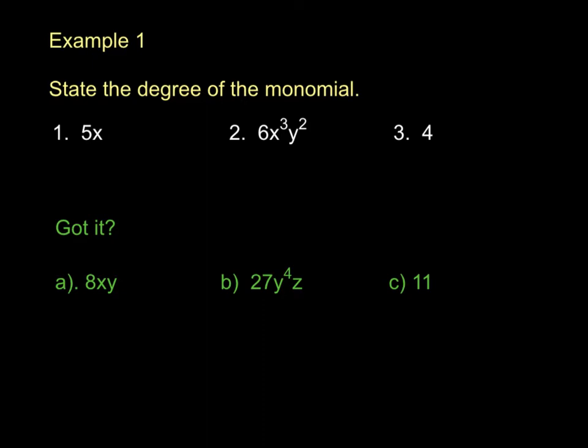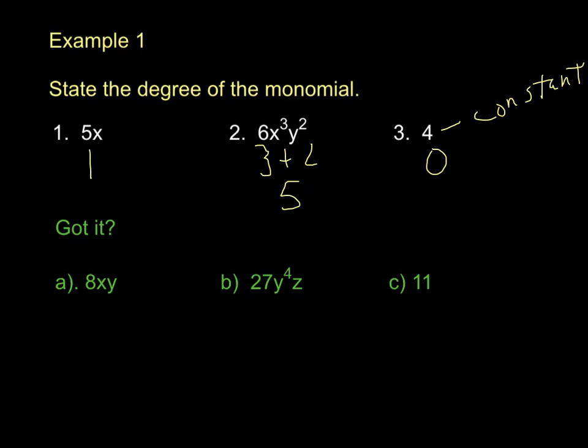So let's look at a few examples here. State the degree of the monomial. So I have the monomial 5x. The only variable is x, that is to the first power, so the degree of that monomial is 1. In problem number 2, I've got two variables, an x and a y, so to get their degree, I would add the two exponents together, and I get a degree of 5. Problem number 3, we simply have the number 4. Remember, this is a constant. And a constant has a degree of 0 because it has no variable power.